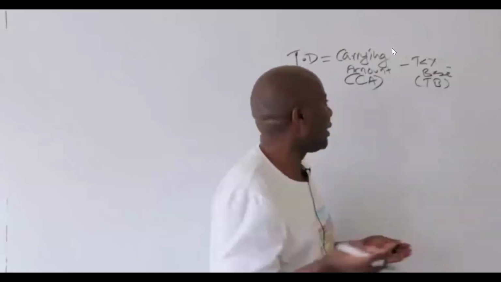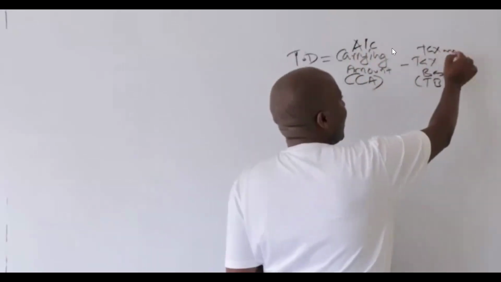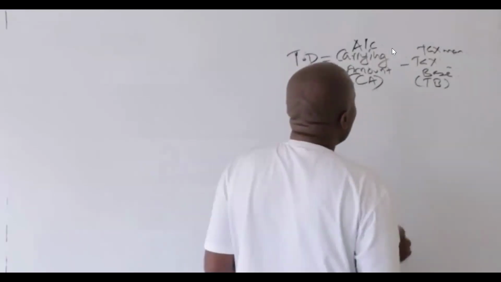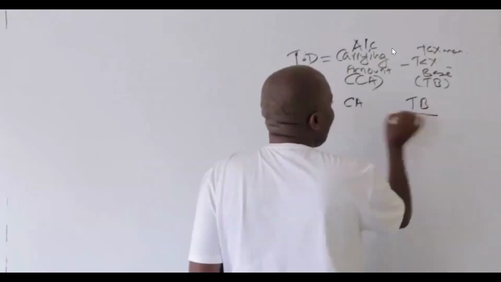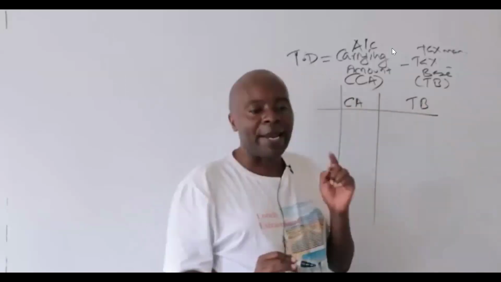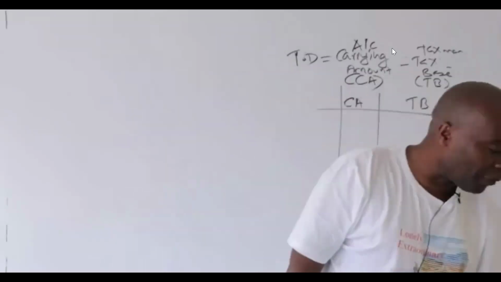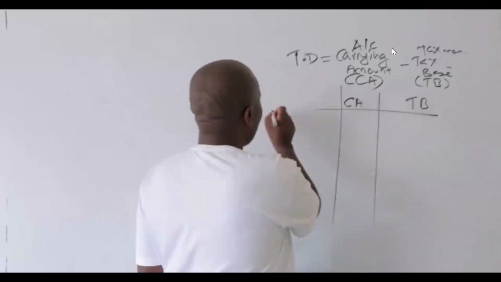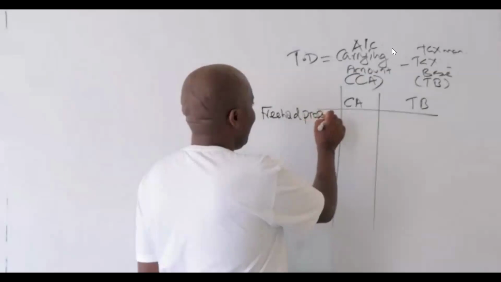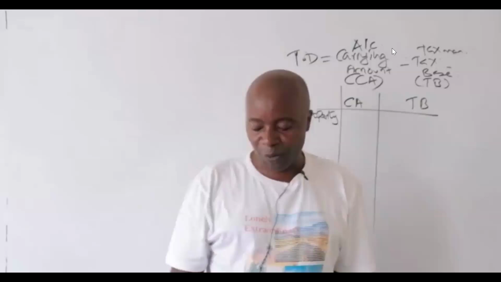So basically, this is you as the accountant, and this is the taxman here. Then in this question, let's introduce two columns, CAR and TB, and then we attack one item at a time. The first item they have given us here is called a freehold property. Are you able to see the figure of freehold property?